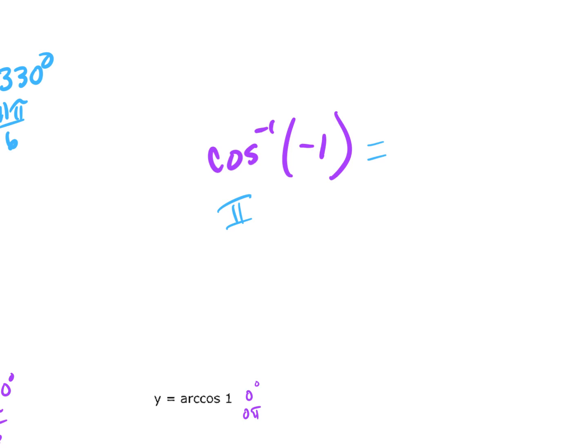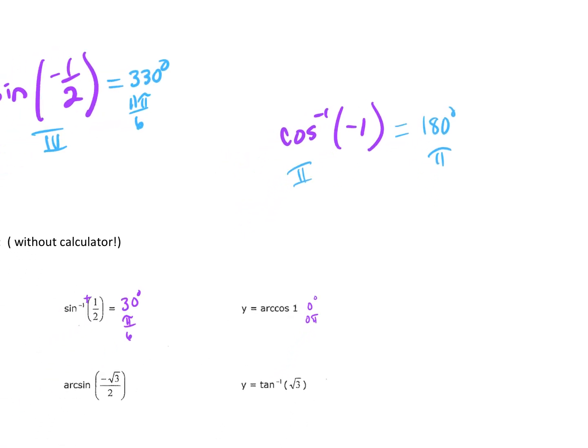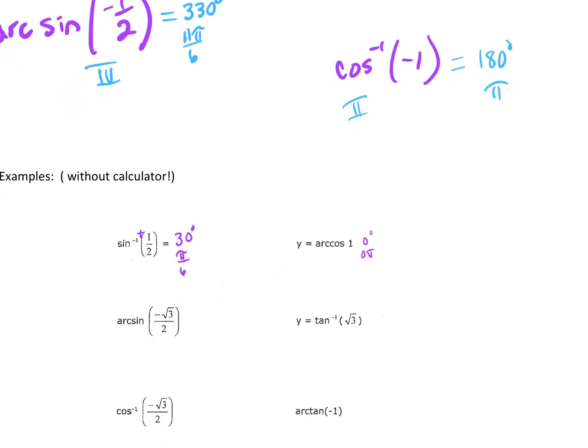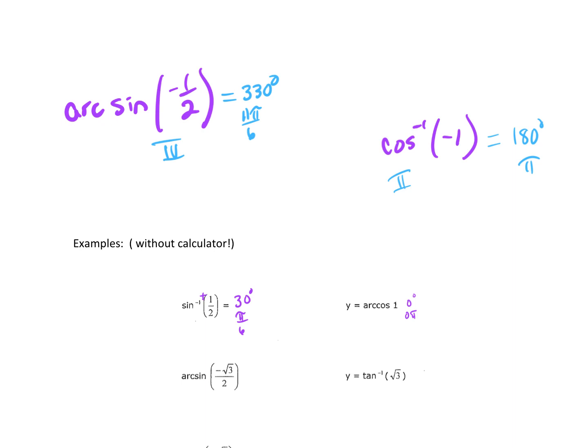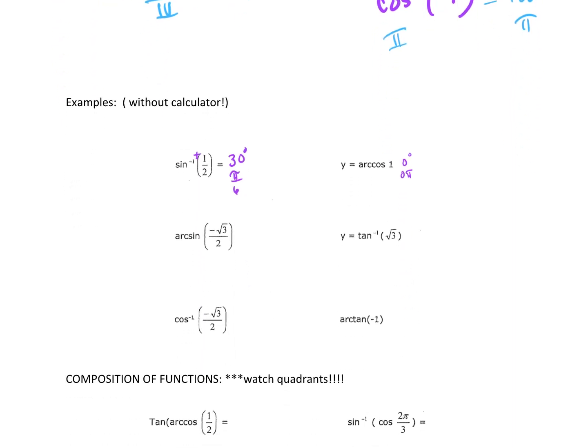Yes, there you go, 180 degrees, or just pi, right? Okay, so do you see how, depending on whether the answer is positive or negative, that is helping us decide which quadrant to move to, and then where we're going to start to look for our answers. So let's look at some other examples here. Questions on any of that so far, though? Okay. All right, let's look at some more examples here.